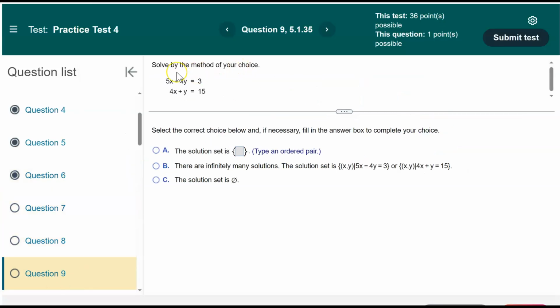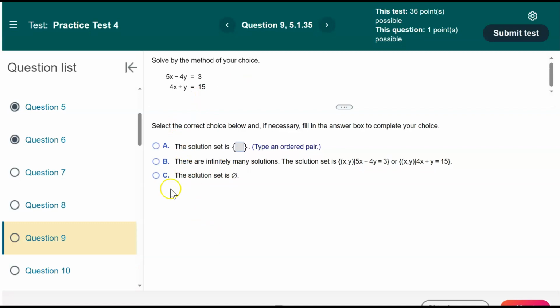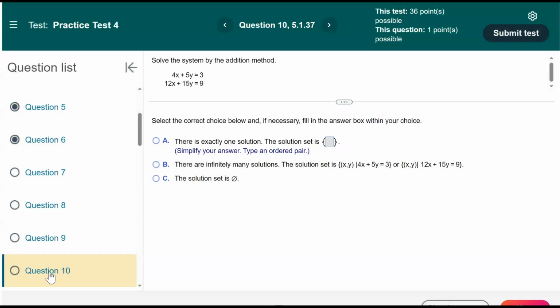For the next number, you are asked to solve this system by the method of your choice. Then you just pick either substitution method or elimination method, whatever method you use. I'll go ahead and skip that because you already know how to do elimination or substitution method. Let's proceed to number 10.